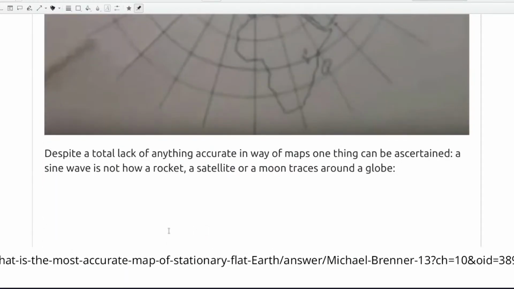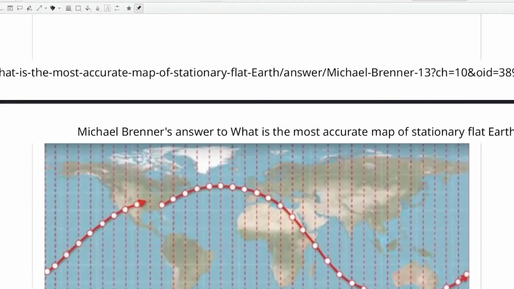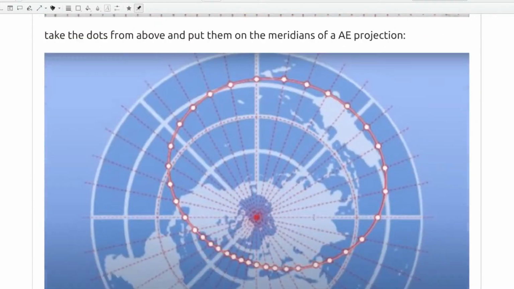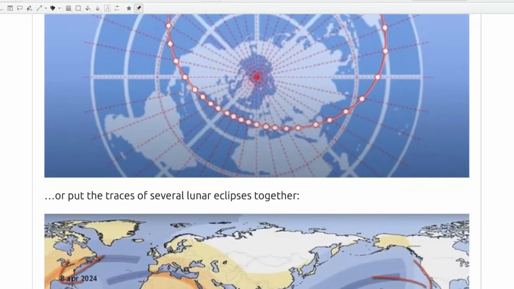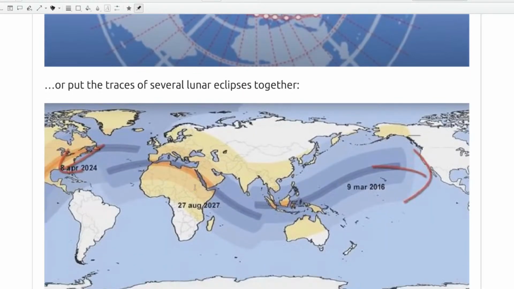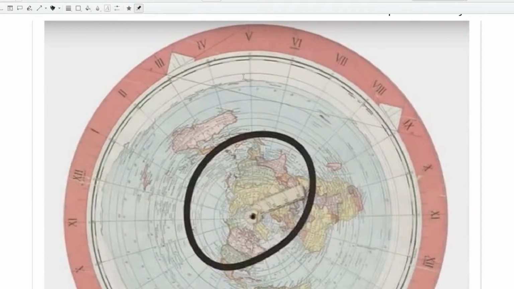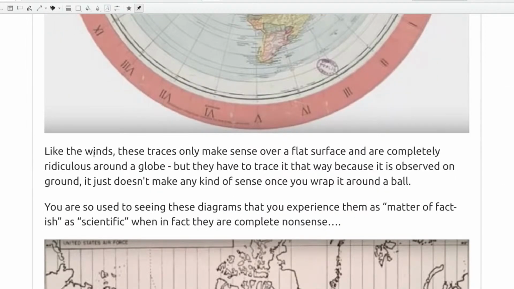Despite a total lack of anything accurate in the way of maps, one thing can be ascertained. A sine wave is not how a rocket, a satellite, or a moon traces around the globe. Take the dots from the above and put them on the meridians of an AE projection, or put the traces of several lunar eclipses together and overlay them on a Gleason map. Like the winds, these traces only make sense over a flat surface and are completely ridiculous around a globe.